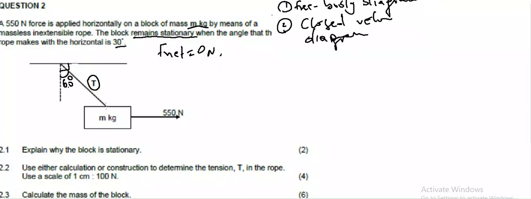The first thing that you do is to draw the force diagram. Here we have the tension, then we have the vertical force, that is Fg in this case. Then this one is the force applied. So in the free body diagram, we have the tension, then we have Fg, then we have the force applied. Second step, you must draw the closed vector diagram.